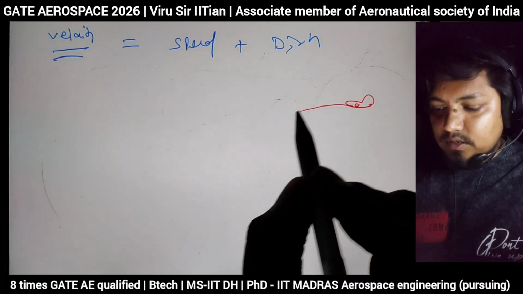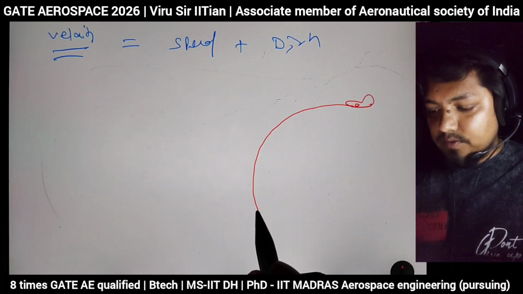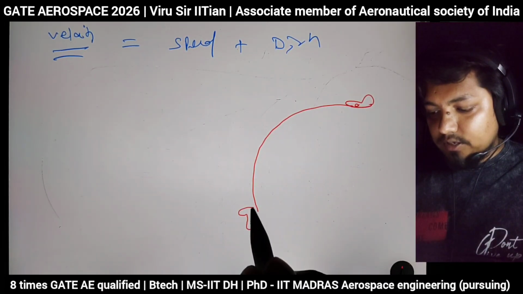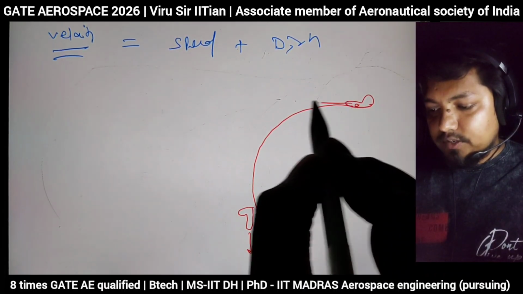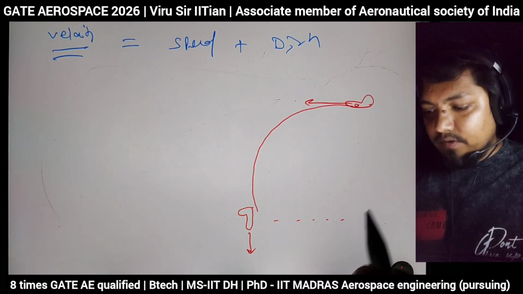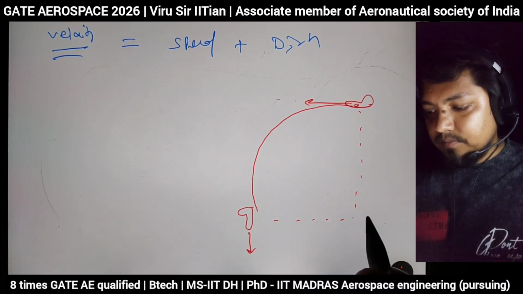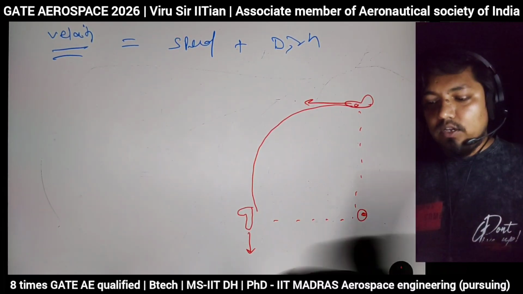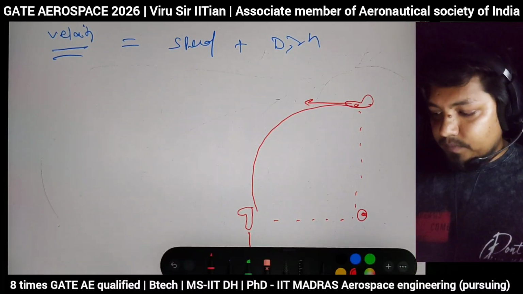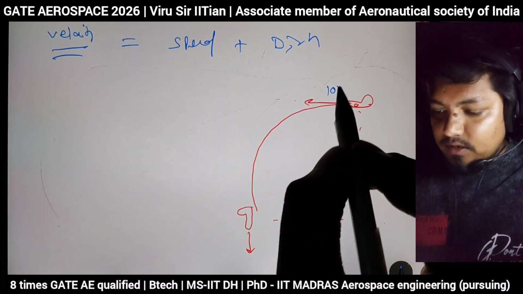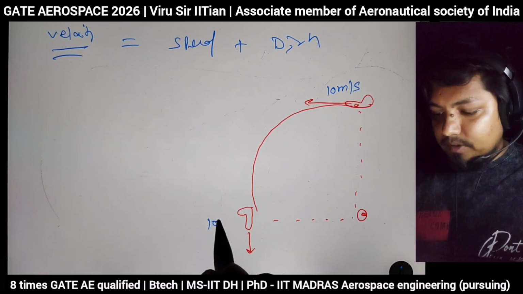This aircraft is taking a full turn like this. After coming here, the aircraft is going in this direction. And we found that this is the center of the circle the aircraft is turning around. Now suppose here I am giving 10 meter per second, here also I am giving 10 meter per second.